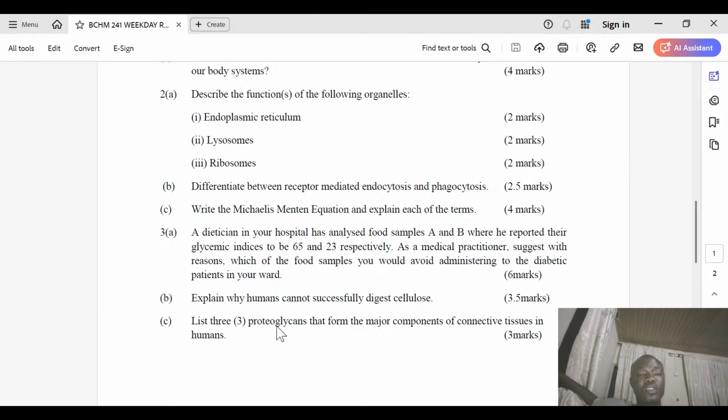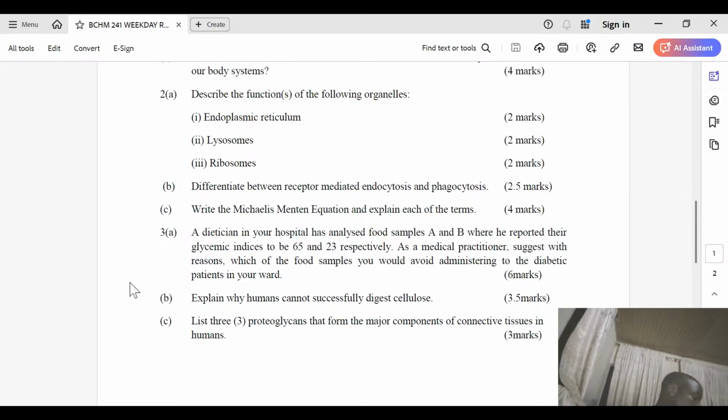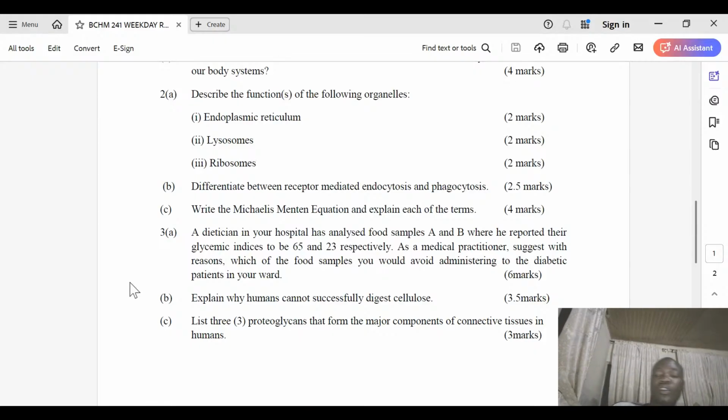So let's move to question 2C. Write the Michaelis-Menten equation and explain each of the terms. So please, who can write the Michaelis-Menten equation here? I want someone to write it here for me. Who can write the Michaelis-Menten equation, please? Write it. Let me see it.